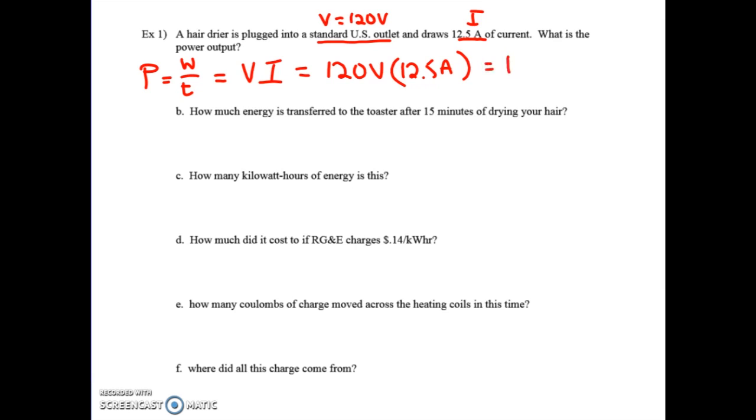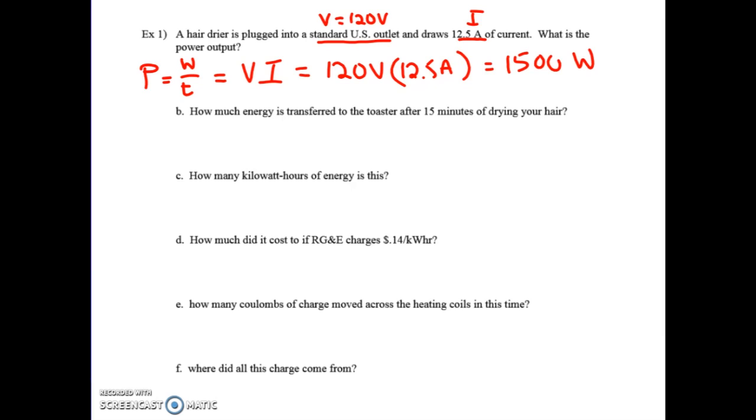Gives us 1500 volts times amps. You could put that, and that would be okay, but I'm going to go with the standard watts. All right, so there's a lot of different ways you can express power. It's a voltage, volt amp, a watt, a joule per second, etc.